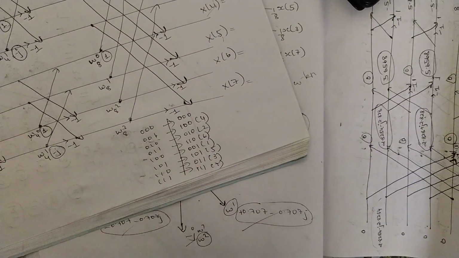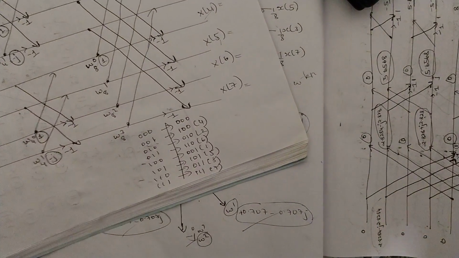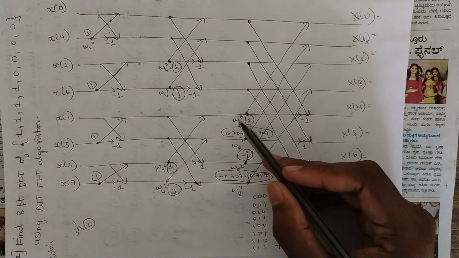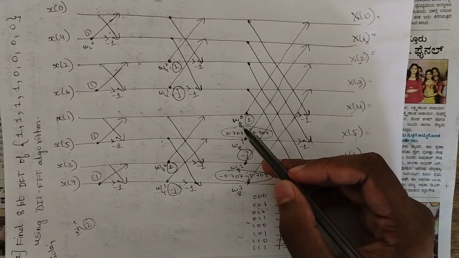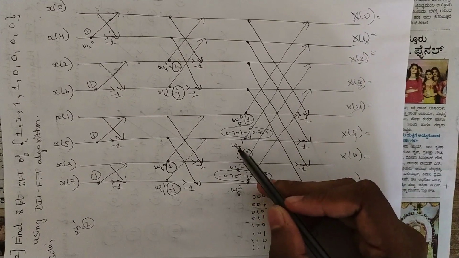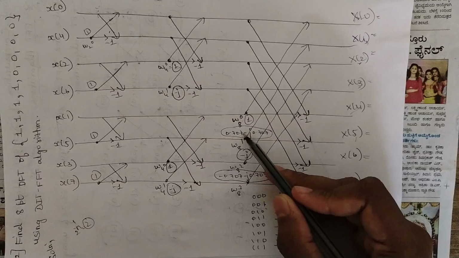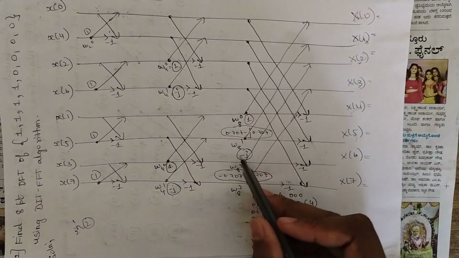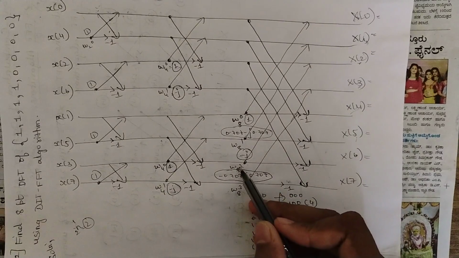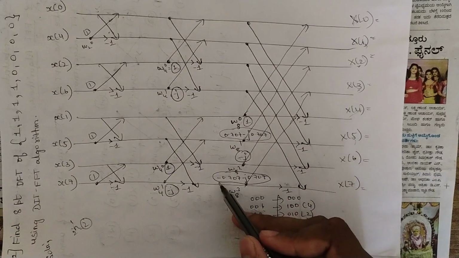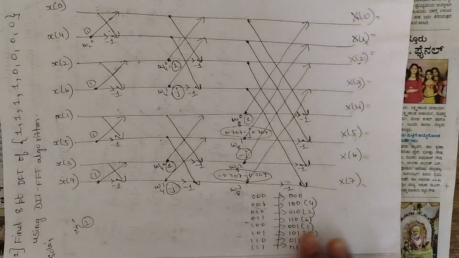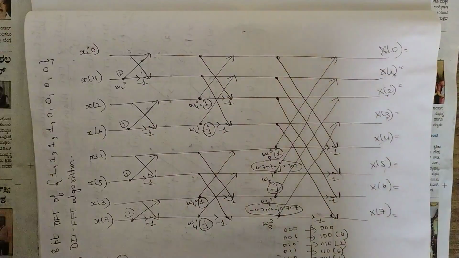Let's write that now. I've written all the 4 values. w power 0 for 8-point DFT is 1. Then w power 1 is 0.707 minus j 0.707 according to that graph. Then the next value is minus j, w8 power 2, and w8 power 3 is minus 0.707 minus j 0.707. So this is the complete structure.